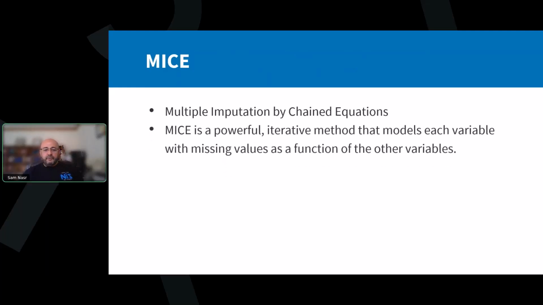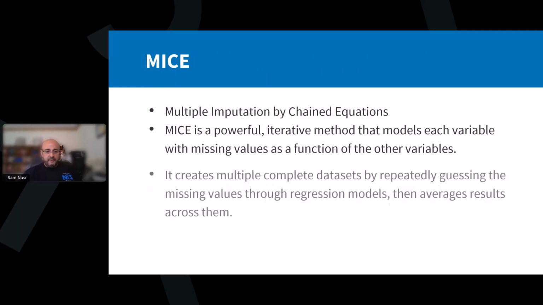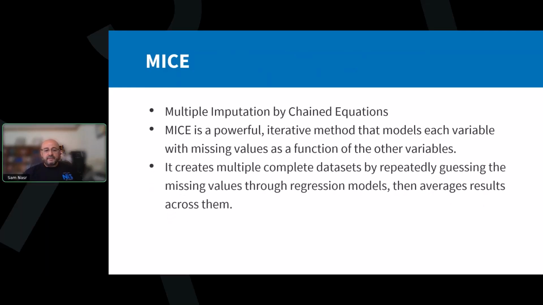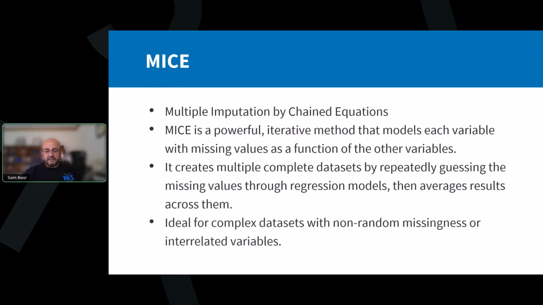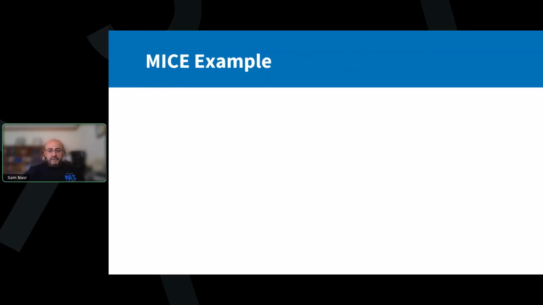So this is a powerful iterative method that models each variable with the missing value that we think we have a proper substitution for. Basically it creates multiple data sets by repeatedly guessing what those missing values are. So this is ideal for complex data sets. And the best way to explain it is by going through a demo.